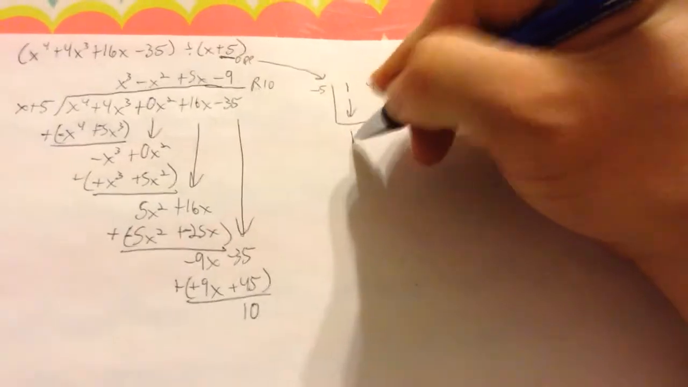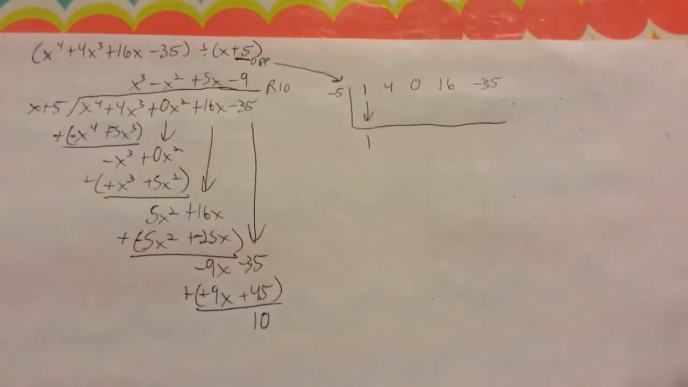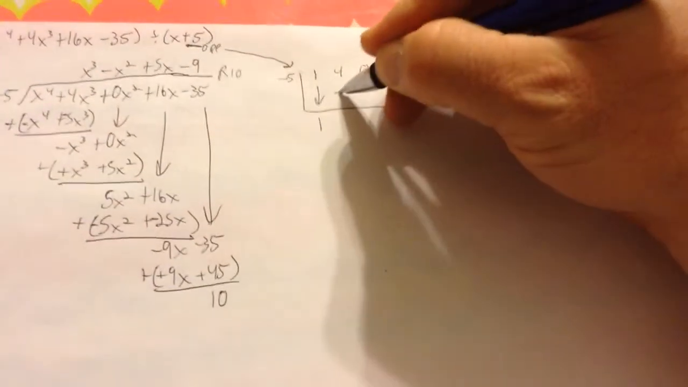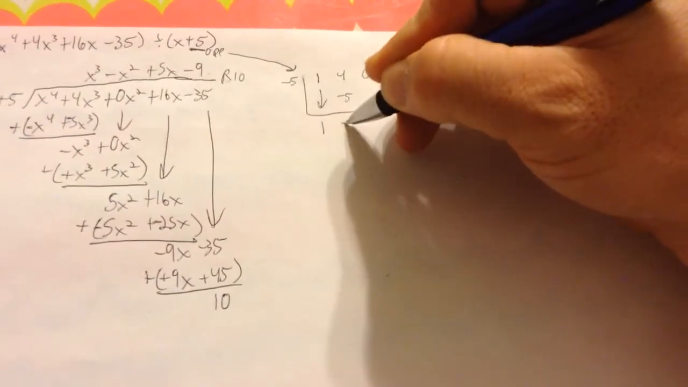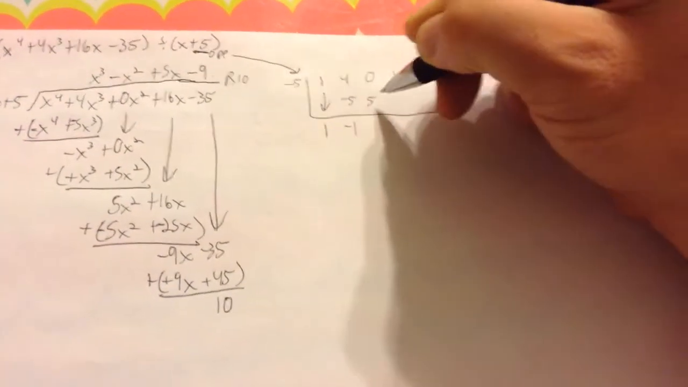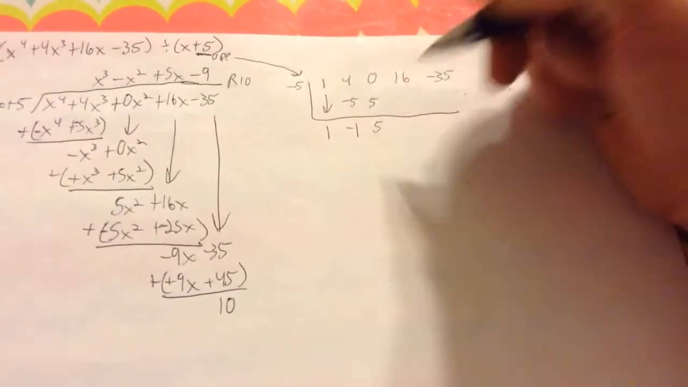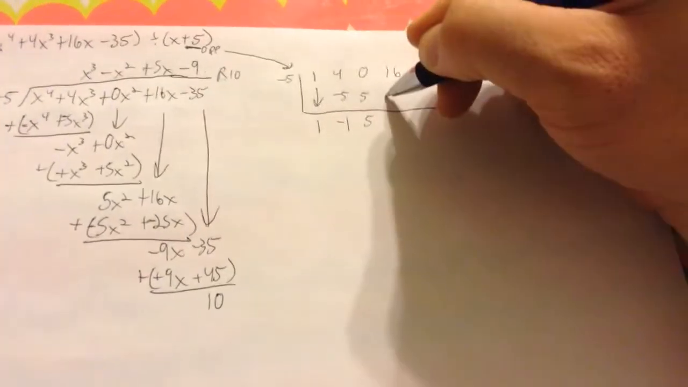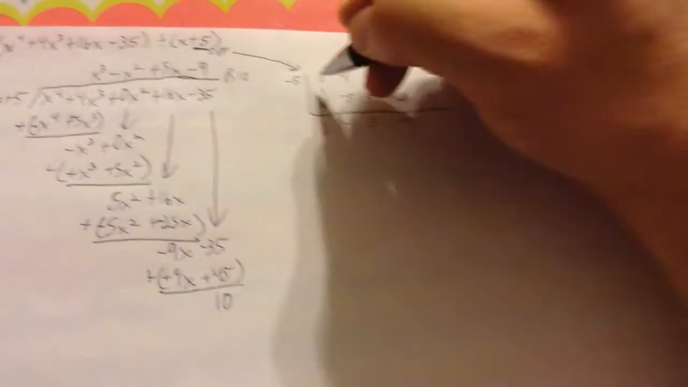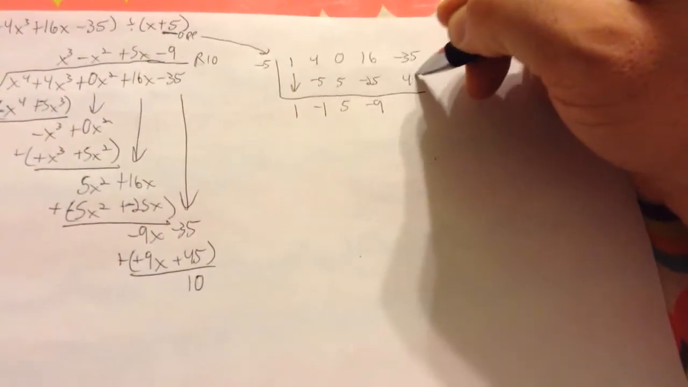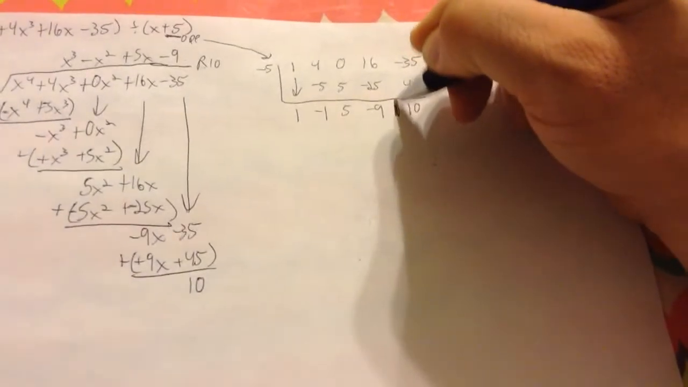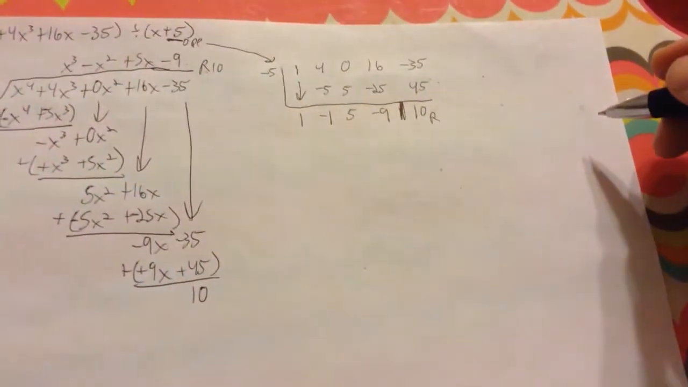Bring down the 1, and then all you've got to do is remember to multiply and add, multiply and add. So negative 5 times 1 is negative 5. Add it, you get negative 1. Negative 5 times negative 1 is 5. Add it, you get 5. Negative 5 times 5 is negative 25. Add it, you get negative 9. Negative 5 times negative 9 is positive 45. Add it, you get 10. The last number is always going to be your remainder.